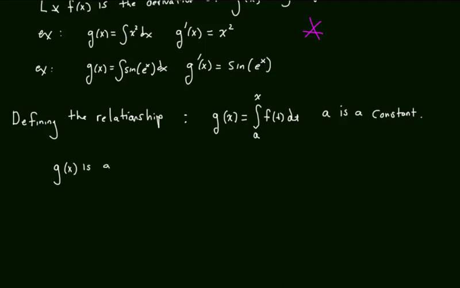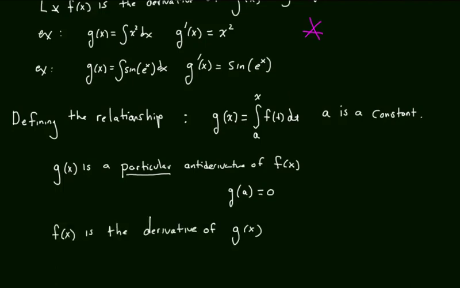Now, I'm going to write this a little bit more carefully. G of x is a particular antiderivative of f of x. Particular meaning we have an initial condition. In this case, g of a is equal to 0. Real quickly here, if you were to plug a for x, the integral would go from a to a, and that would result in 0. So g of a is equal to 0.